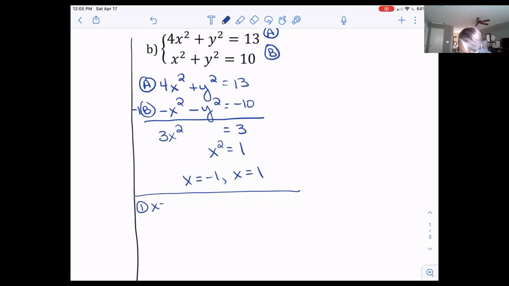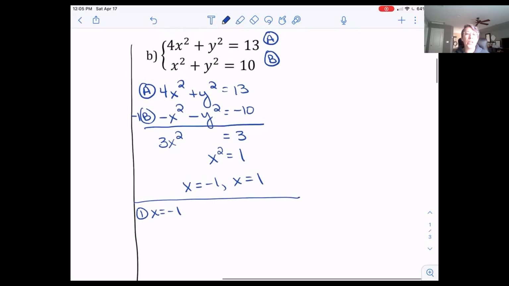If we first look at x equals -1, again, we can use equation A or B. It's just B seems a little bit more simplified. There's no coefficients. So I would prefer to use B, x squared plus y squared equals 10.